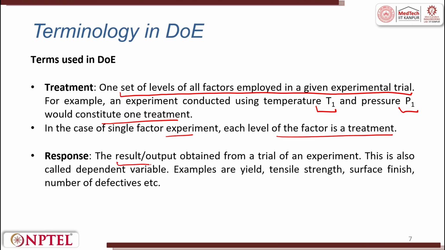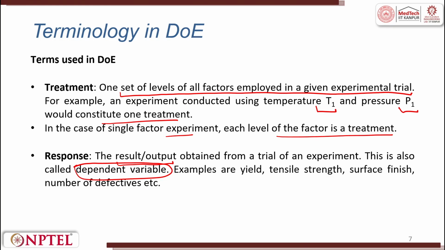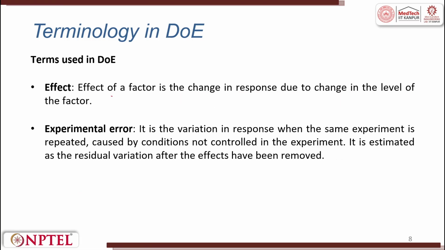Response is the result or output obtained from a trial of an experiment. This is also called the dependent variable. These factors are also known as independent variables. Examples are yield, tensile strength, surface finish, number of defects, etc. Then comes effect. Effect of a factor is the change in the response due to change in the level of the factor. This effect is generally presented through a regression model.